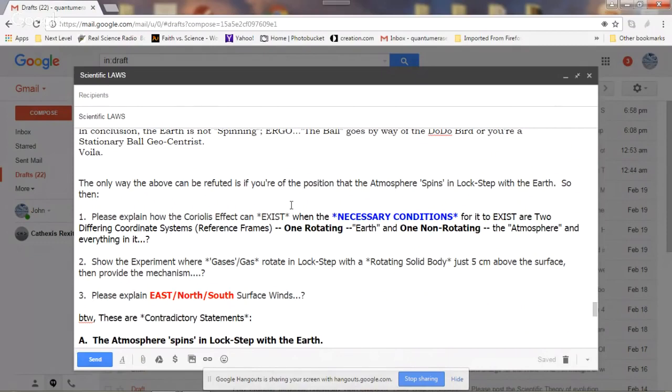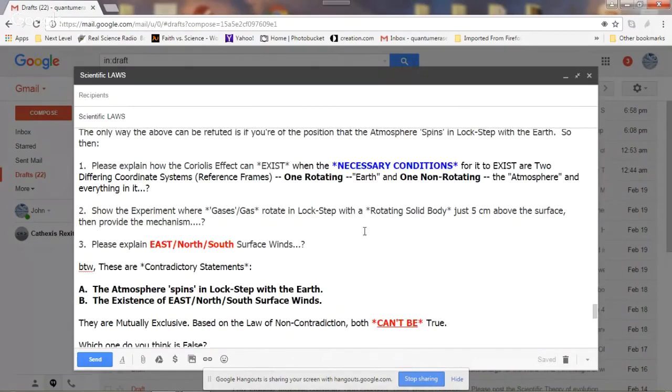Yeah. So to finish up, this is what you're going to have to do. The only way the above can be refuted is if you're of the position that the atmosphere spins in lockstep with the Earth. So if you feel that that's the case, you have to explain how the Coriolis effect can exist then. Because the necessary conditions for it to exist are two differing coordinate systems or reference frames. One rotating, like I said, the Earth, and one non-rotating, the atmosphere and everything in it.